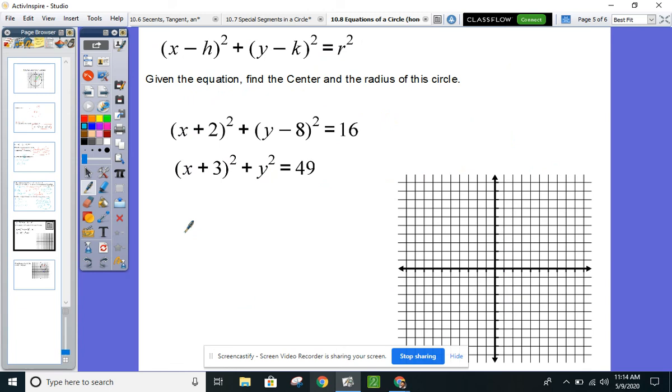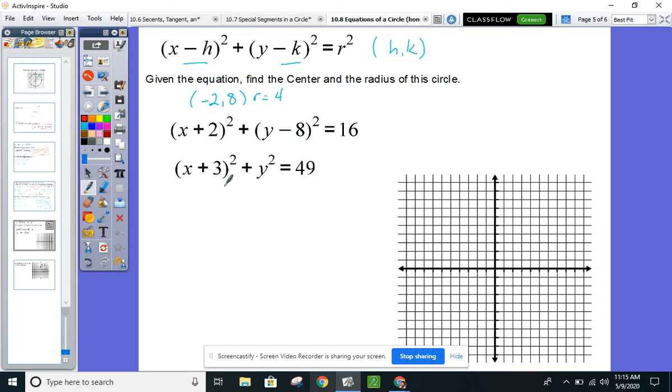So again, our equation is (x minus h) squared plus (y minus k) squared equals r squared. They gave us 2 equations and said, given the equation, find the center and the radius. So the original equation has minus h and minus k, because a positive h and a positive k will look like that. Here it's a positive 2, so that means h should be -2, and k is +8. It's always backwards. And if it's 16, we square root that number, you get r equals 4.